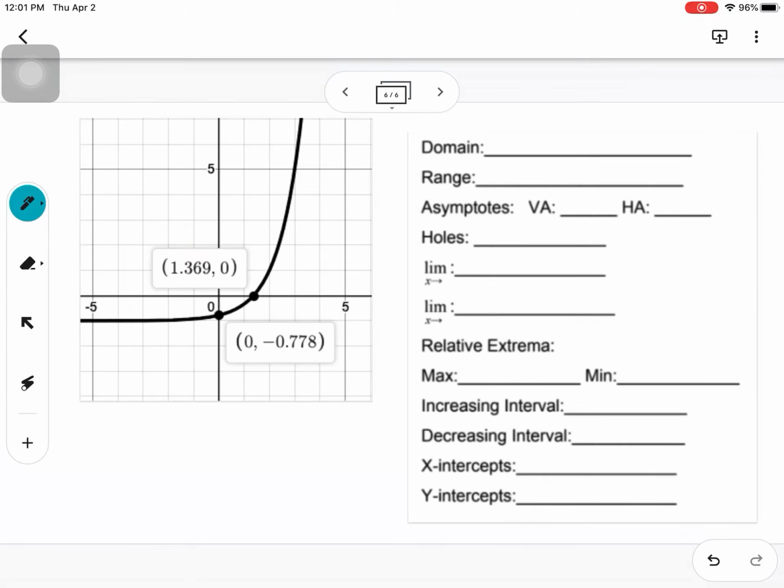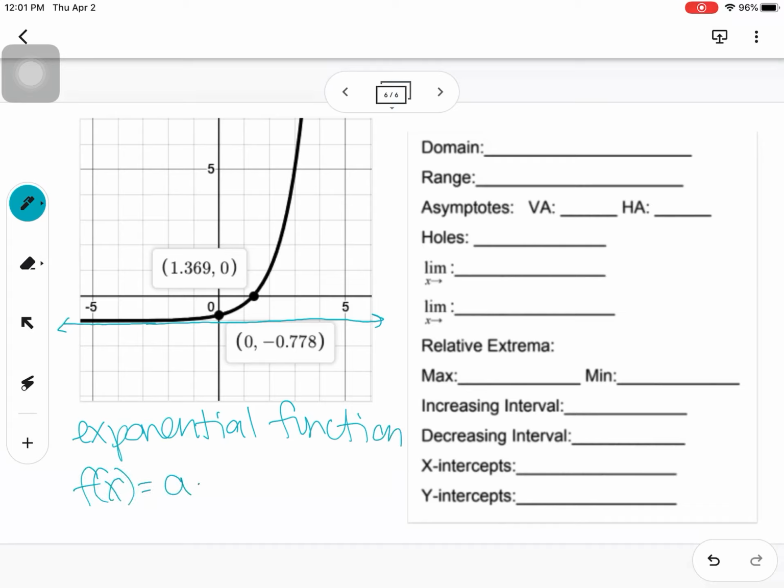This function here appears to have a horizontal asymptote that it's approaching. And so this is going to be an exponential function. So our equation, just again connecting it to last time, would look something like that.